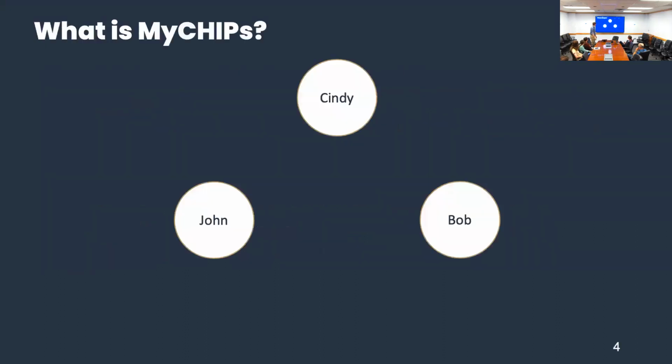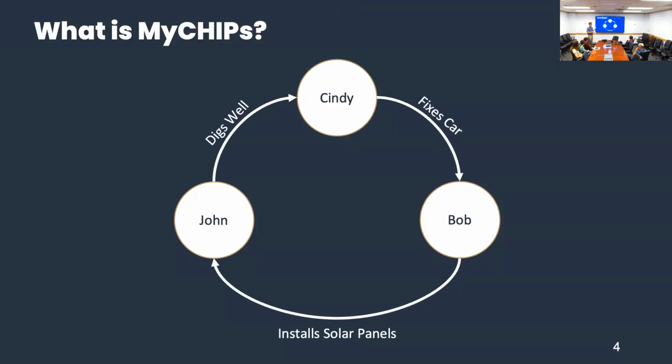To understand my work, it's good to get a little bit of an understanding of what MyCHIPs is. The way to begin thinking about MyCHIPs is to consider a barter that involves more than two people. For instance, Bob, his car broke down and he needs it fixed, and Cindy is able to fix his car. But Cindy would really like a well dug on her property, which John is willing to do. But John would really like solar panels installed on his roof, which happens to be what Bob is good at. So you can see that if everyone got together and did what they were good at, everyone would be happy.